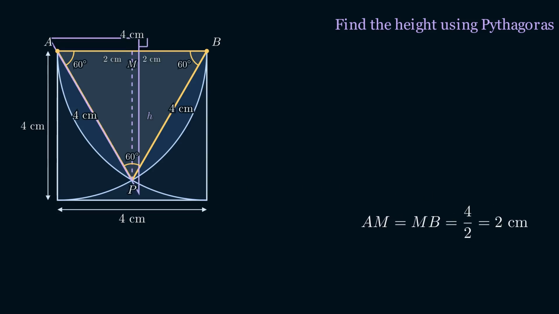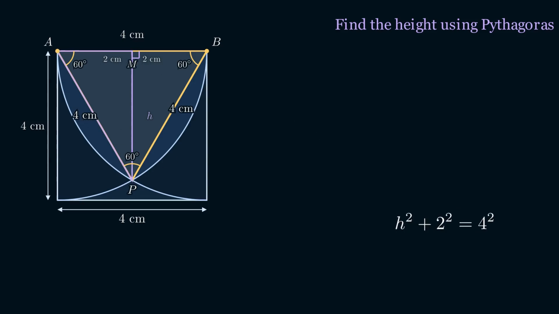Now use right triangle AMP. h squared plus 2 squared equals 4 squared. h squared equals 16 minus 4, which is 12. Therefore, h equals root 12. So h is 2 root 3 centimeters.